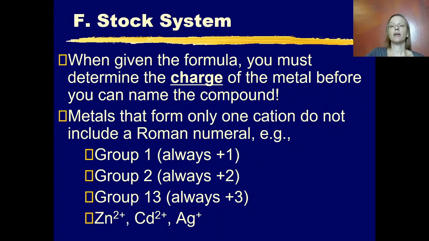Similarly, there are 3 transition metals that do not form multiple different ions. And those are zinc and cadmium and silver. And those are actually listed on the back of your periodic table. So you don't have to memorize them, but you need to remember to look there to look for them. Zinc and cadmium and silver ions always have these charges as listed.